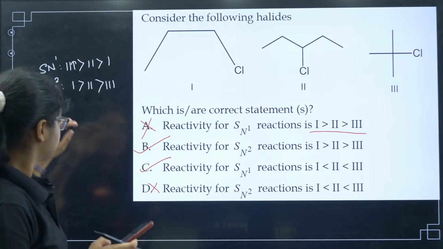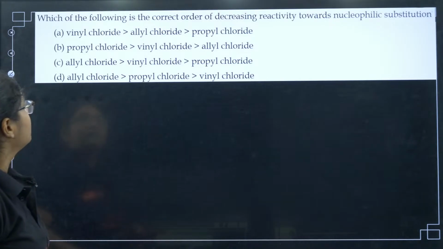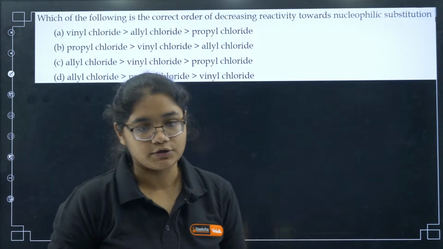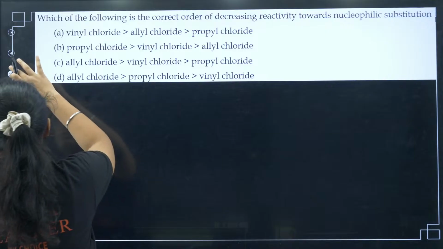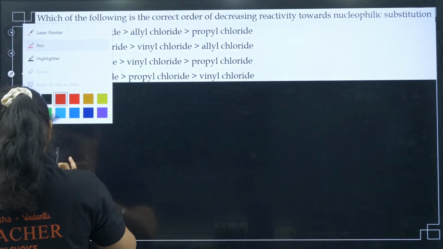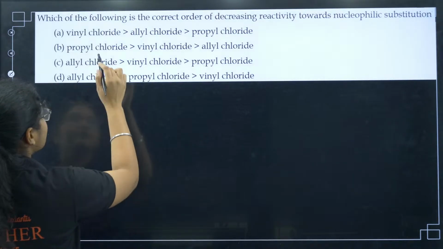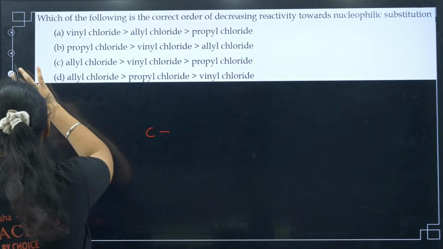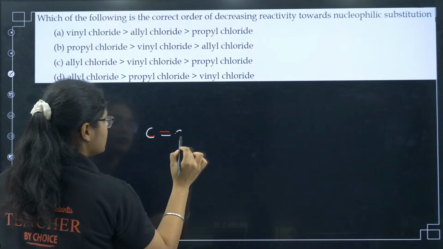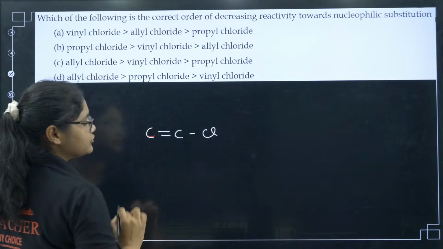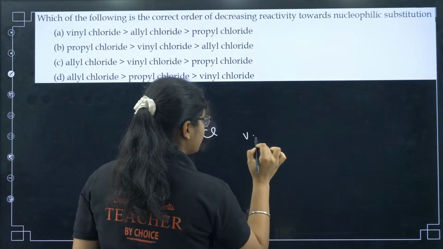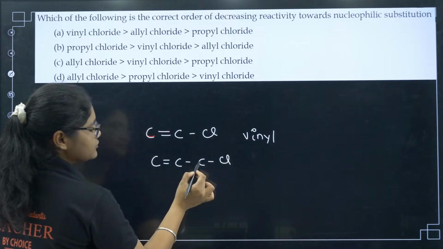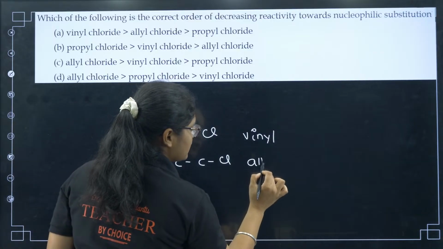Next question. Which of the following is the correct order of decreasing reactivity towards nucleophilic substitution? Decreasing reactivity of a nucleophilic substitution reaction. Now you have vinyl chloride, allyl chloride and propyl chloride. So what is vinyl chloride? Vinyl chloride means where you have chlorine directly attached to the double bond. This is called vinyl chloride. Next, allyl chloride is chlorine attached to the carbon next to the double bond. That is your allyl chloride.